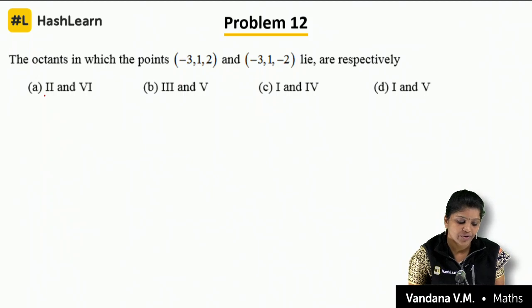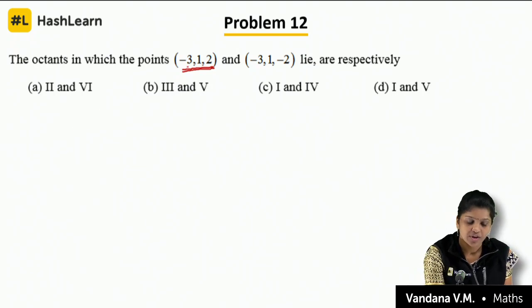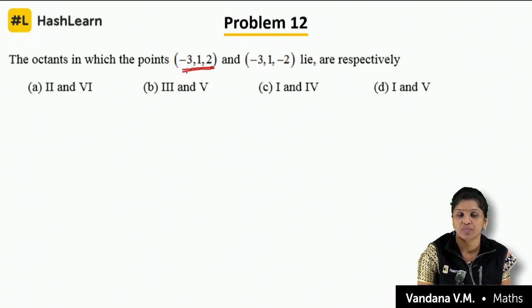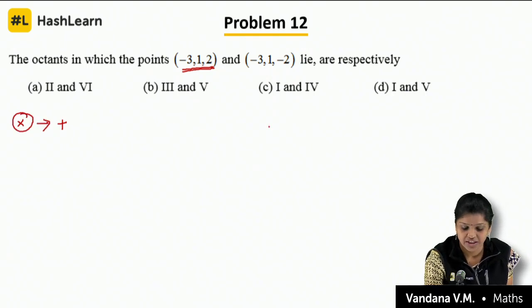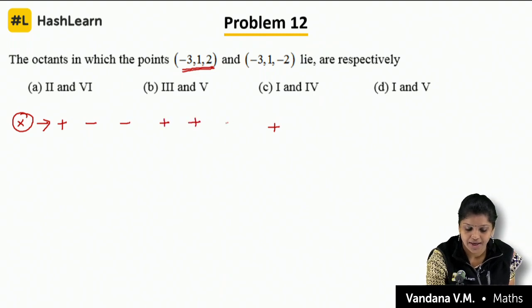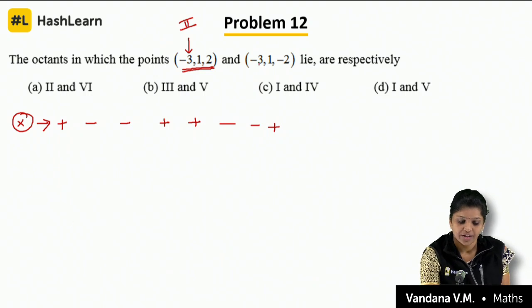The octants in which the points lie. So, in which octant this point is lying, I can clearly make out, because first I will write only the x coordinates. This is the x coordinate. First is plus, the next is plus, minus, minus, plus, plus, and then minus, minus. The first one is minus, right? So, I can easily say, second octant. Next, here also you see, again minus. So, it may be the second octant or it may be the sixth octant.